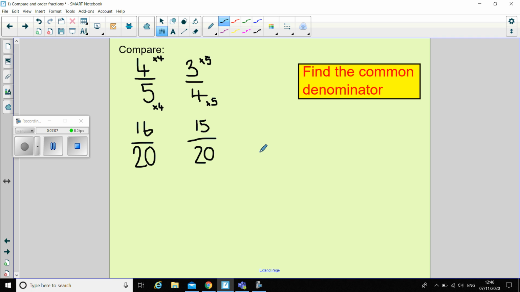Now I can compare the fractions. Which is the largest one? Well, 16/20ths is bigger than 15/20ths. So writing out my original fraction, I know that 4/5 is greater than 3/4.